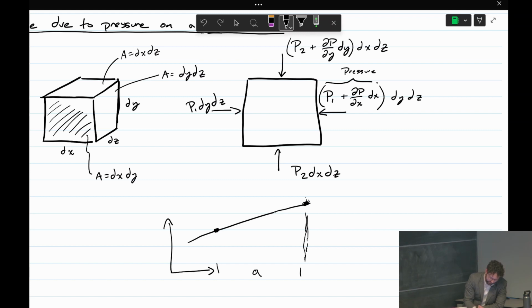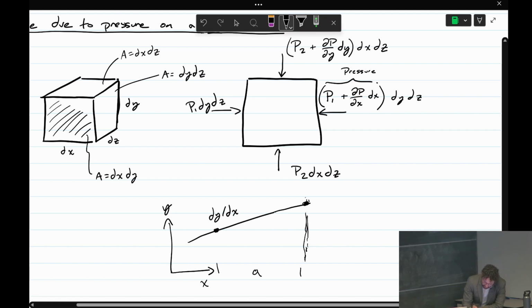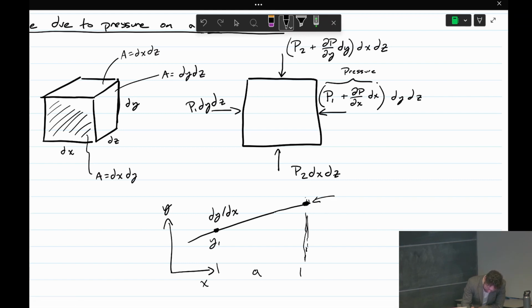So the slope in this case, I say this is x, so the slope is dy/dx. Say this is y1, this is y2. So y2 is dy/dx times a, that's the change, plus y1. So that's all we're doing when we move from the left face to the right face.